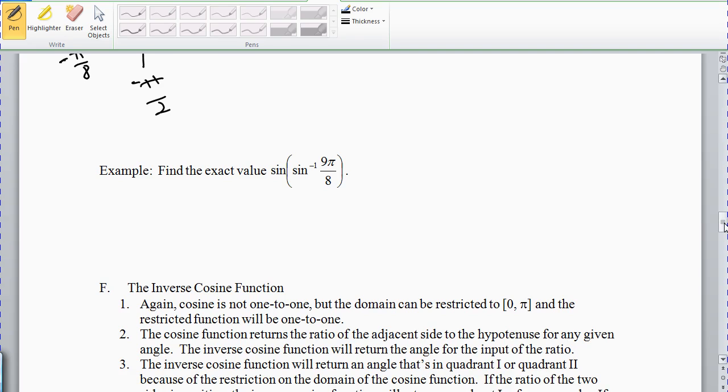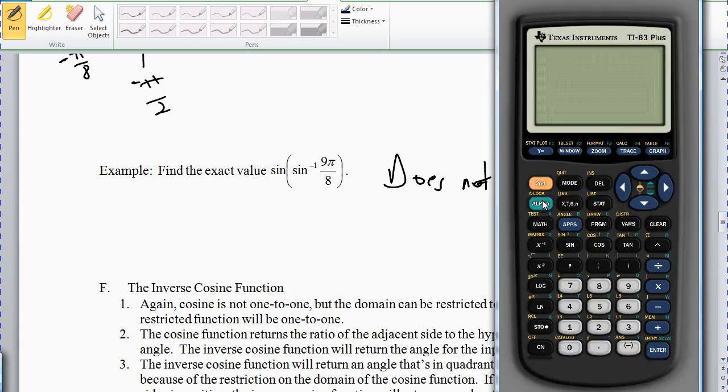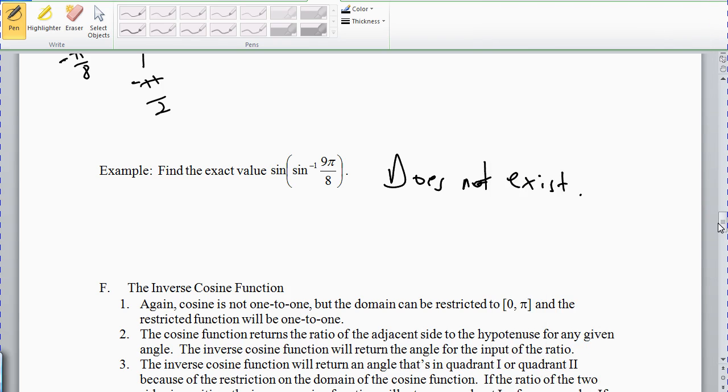Now let's look at this one. This one's backwards. We're doing sine of sine inverse of 9 pi 8. It does not exist. And the reason why it doesn't exist is just look at 9 pi 8. If you just type that in your calculator, you get an answer that's 3.53, which is way bigger than 1.